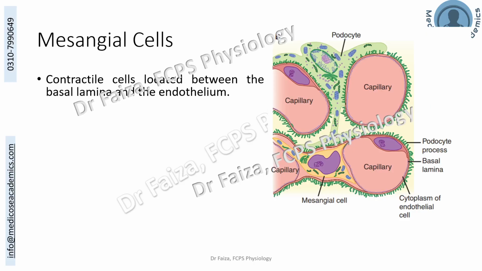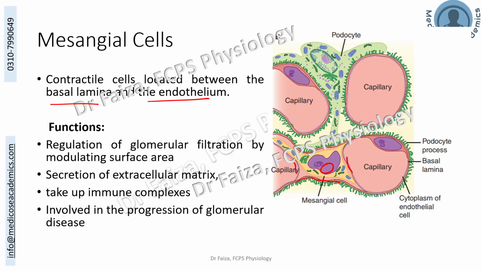Then we can see the mesangial cells in this image present alongside the capillary wall. Usually these are located between the basal lamina and the endothelium. This is the basal lamina and this is the endothelial layer, and in between you can see this labeled mesangial cell in purple color. These are contractile cells, and by their contraction and relaxation they can increase or decrease the surface area available for the glomerular filtration.